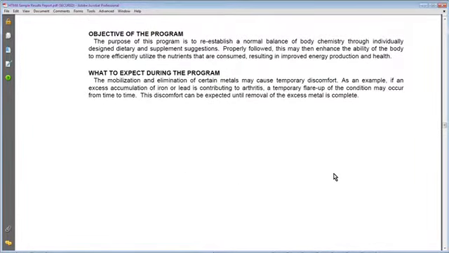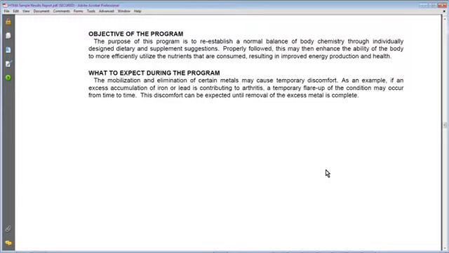Objective of the program. The purpose of this program is to reestablish a normal balance of body chemistry through individually designed dietary and supplement suggestions. Properly followed, this may then enhance the ability of the body to more efficiently utilize the nutrients that are consumed, resulting in improved energy production and health.